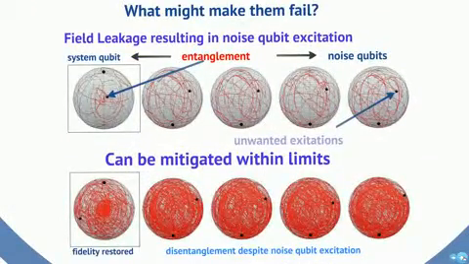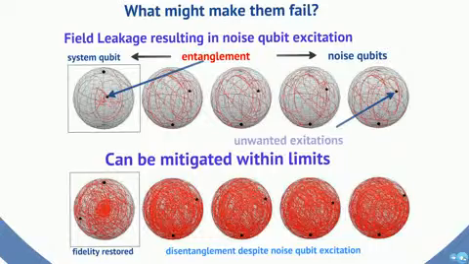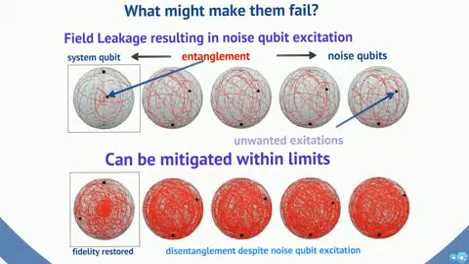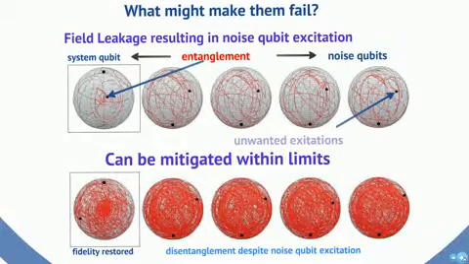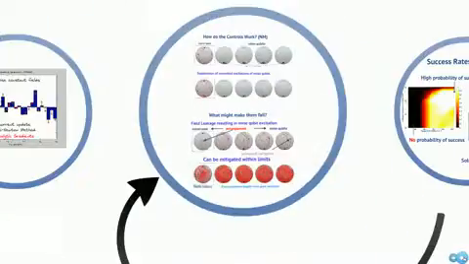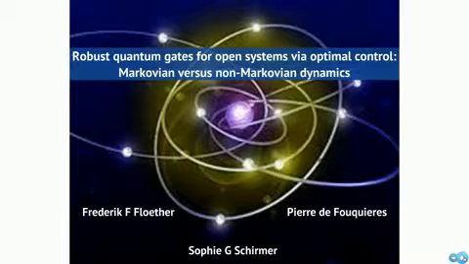However, certain imperfections such as field leakage can cause unwanted noise qubit excitations that render the controls completely ineffective. The effect can be mitigated by explicitly considering leakage in the optimization, but at the expense of substantially increased gate operation times and control complexity. As shown, this demonstrates that there are limits to control robustness and underscores the importance of system design and characterization for control.